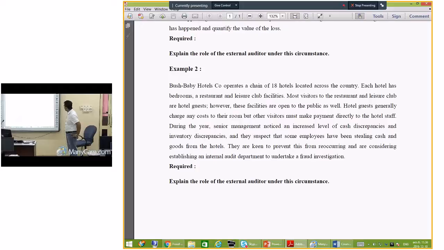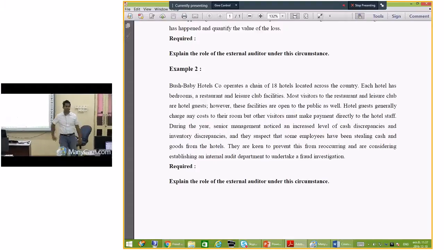During the year, senior management noticed an increased level of cash discrepancies and inventory discrepancies, and they suspect that some employees have been stealing cash and goods from the hotels. They are keen to prevent this from reoccurring and are considering establishing an internal audit department to undertake a fraud investigation. Right.